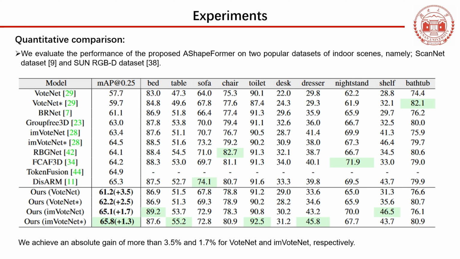We evaluate the performance of the proposed AShapeFormer on two popular datasets of indoor scenes, namely, the ScanNet dataset and the SUN RGB-D dataset. The results on SUN RGB-D are summarized in the table. As a plug-and-play module, our enhancements outperform the baselines by remarkable performance gains. For instance, we achieve an absolute gain of more than 3.5% and 1.7% for VoteNet and ImVoteNet, respectively.